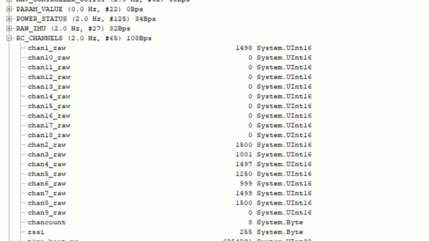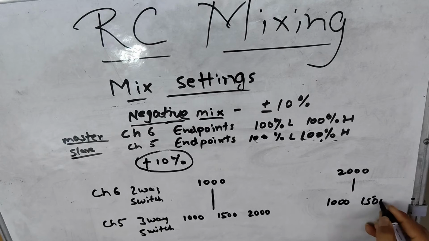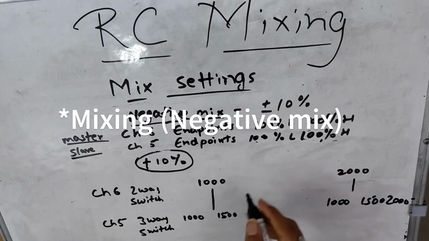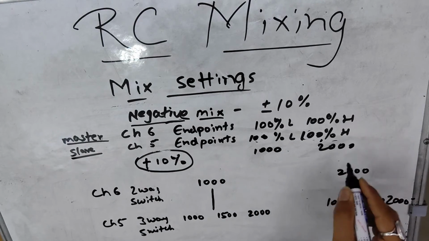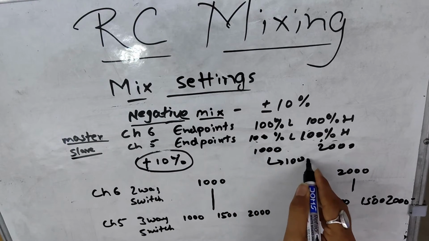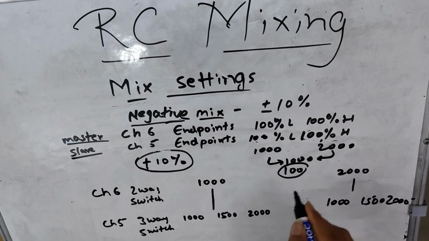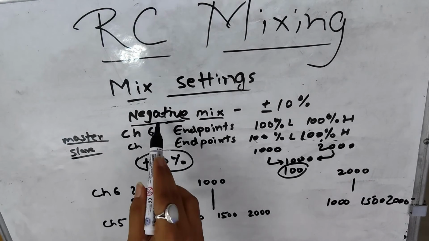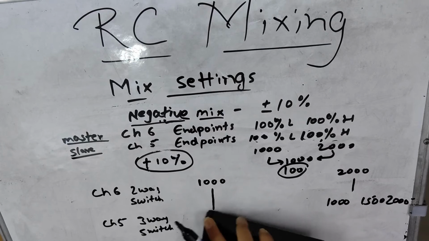Next up, we'll be talking about negative mix. For negative mix, again we'll be going with plus and minus 10% values for our example. This time again channel 6 is set to 100% endpoint, channel 5 also to 100% endpoint. The difference again, as we have already talked, is 1000, 10% of that is 100.